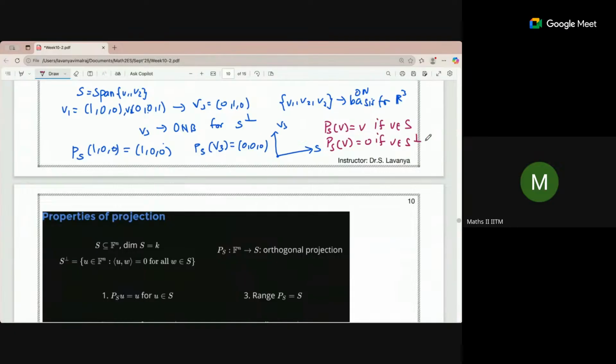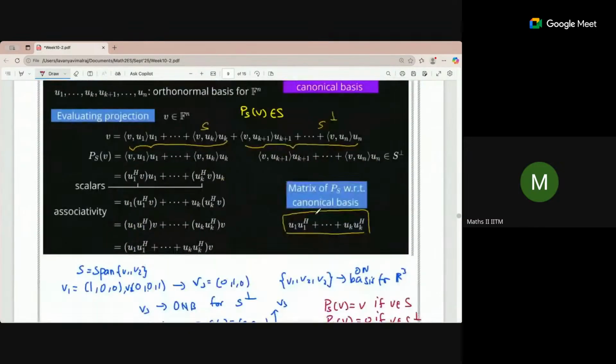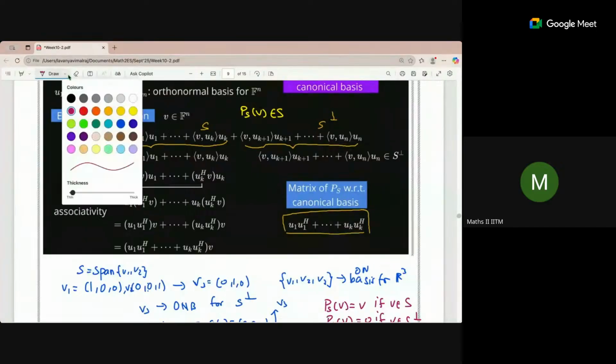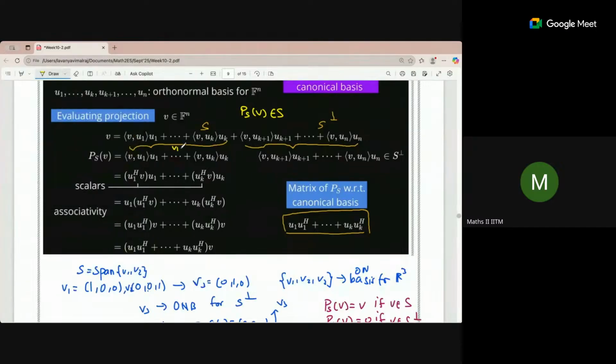With this, can you understand this better? Let us call the first part V1 and the second part V2. You know that V1 belongs to S and V2 belongs to S perp. So PS of V is equal to PS of V1 plus PS of V2. PS of V1 is simply V1 and PS of V2 is 0. So it is again V1. Do you understand what PS of V is now? Yes, ma'am.